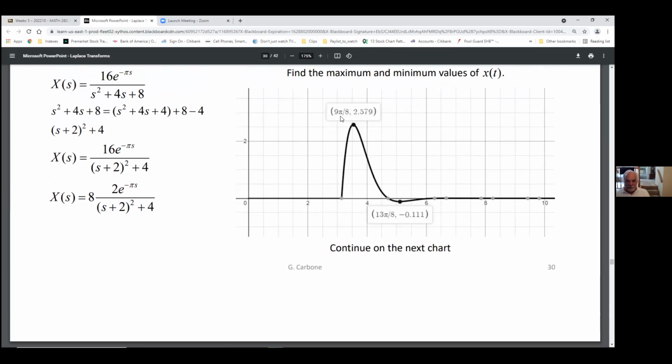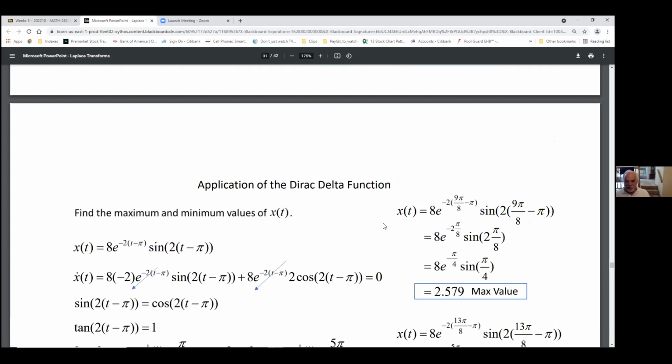So the max value turns out to be at a time of, that's interesting, it turns out to be a little bit after, right? We hit this thing at pi, and it reaches its max value, not instantaneously, but it hits its max value at 1/8 more. Yeah, that's kind of cool. And that's its max, and that's the min, and that's what we get when we calculate.